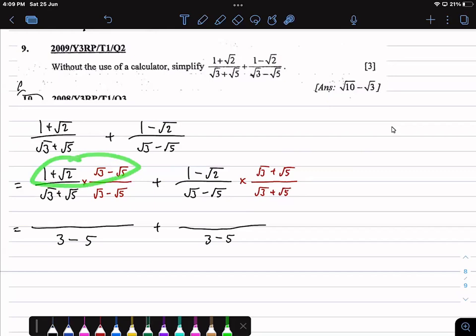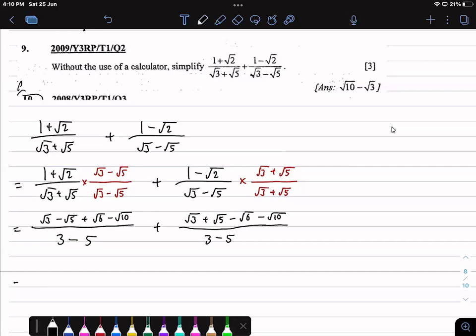Look at the numerator. 1 plus root 2 times root 3 minus root 5. 1 times root 3, root 3. 1 times negative root 5, negative root 5. Plus root 2 times root 3, root 6. Plus root 2 times negative root 5, negative root 10. Okay so far? Next one, we do 1 times root 3, root 3. 1 times root 5, root 5. Minus root 2 times positive root 3, so negative root 6. Negative root 2 times positive root 5, negative root 10. Clear so far? Okay, combine everything together.